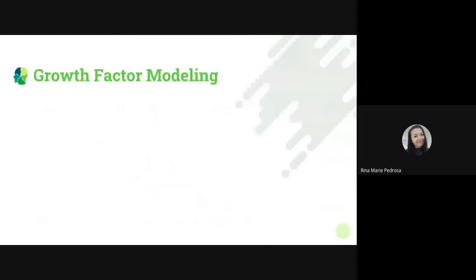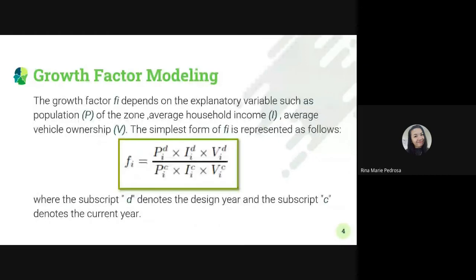So the growth factor F sub i actually depends on the explanatory variables such as the population of the zone, average household incomes, average vehicle ownerships. So for the population, it is denoted as P, for the average household income as I, and V for the vehicle ownership. So it creates this formula.